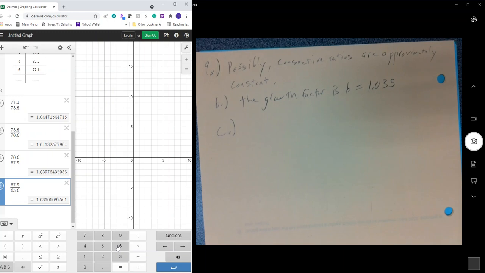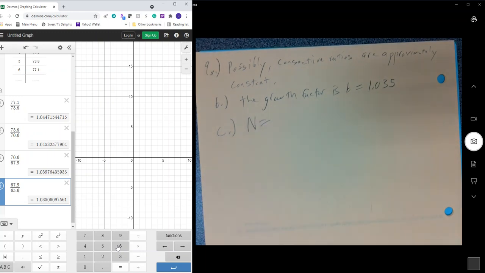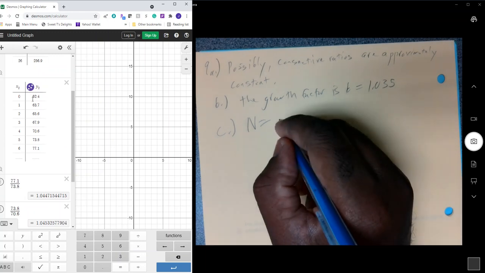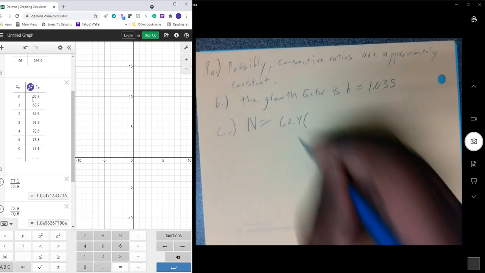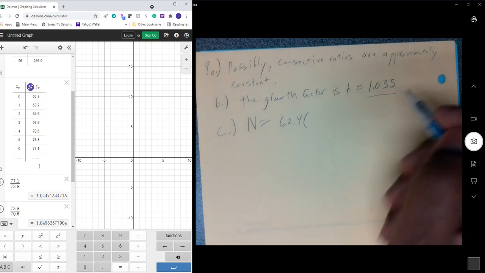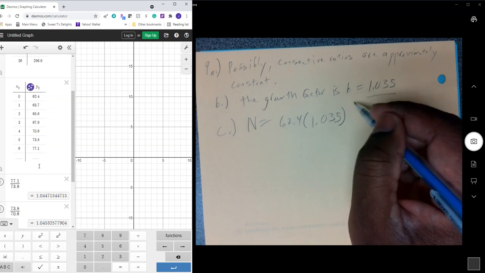Determine the exponential equation that gives the population of Fort Myers in thousands as a function of t, the number of years since 2010. Note that t equals 0 corresponds to 2010. So we'll put n is equal to. Remember, the y-intercept is our a value, so we will have 62.4. That'll be our a. Our b is what we have in B, our growth factor, which is 1.035. And then we will leave t as t.